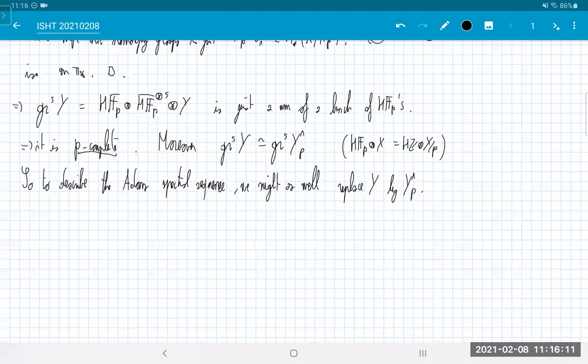So actually, proposition: if Y is p-complete and connective, Y infinity is zero.